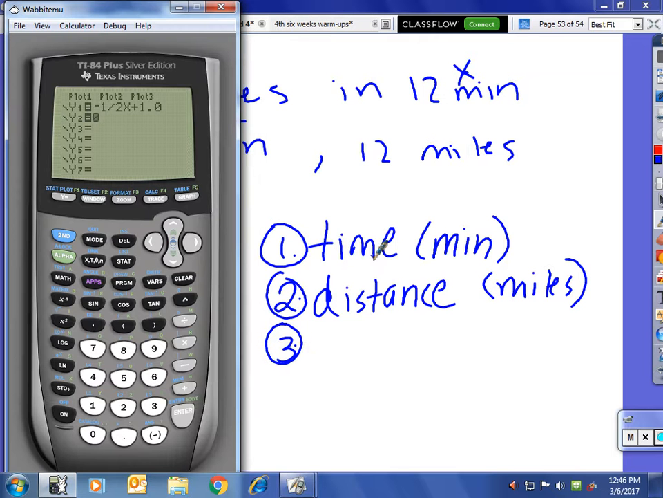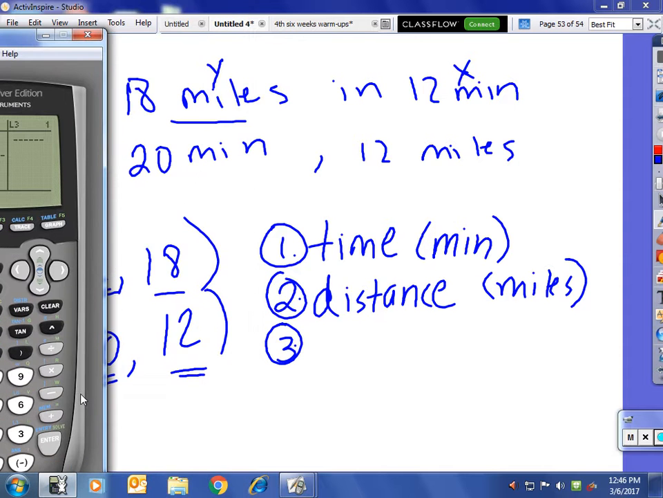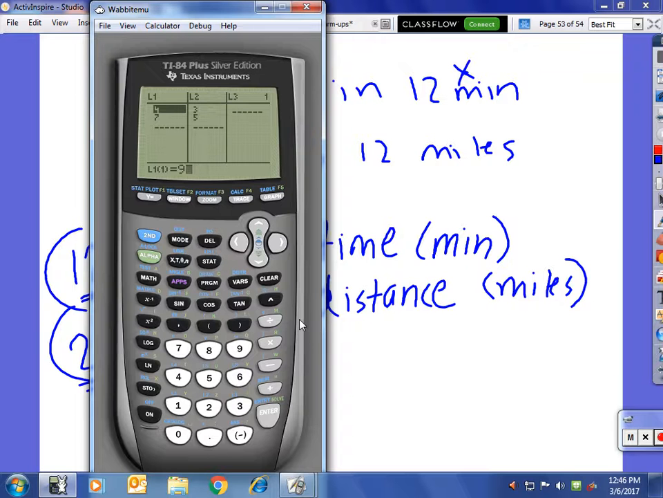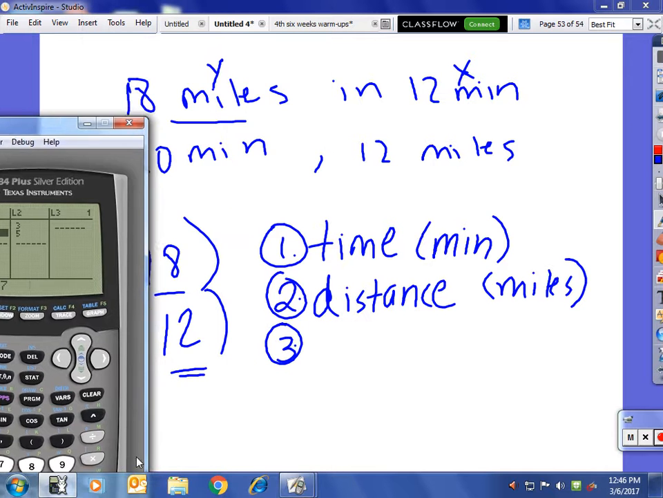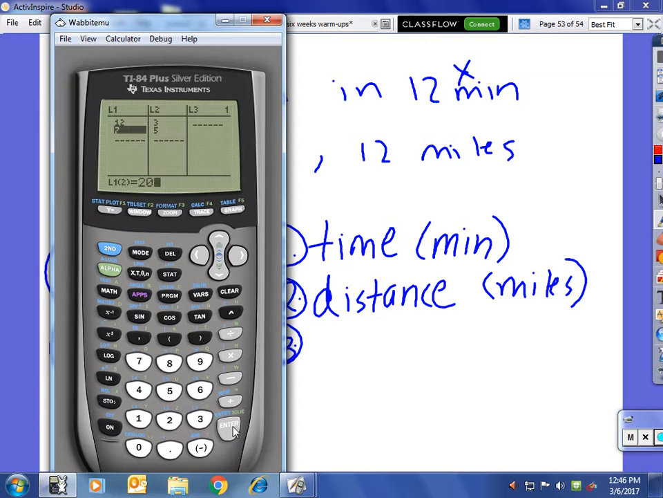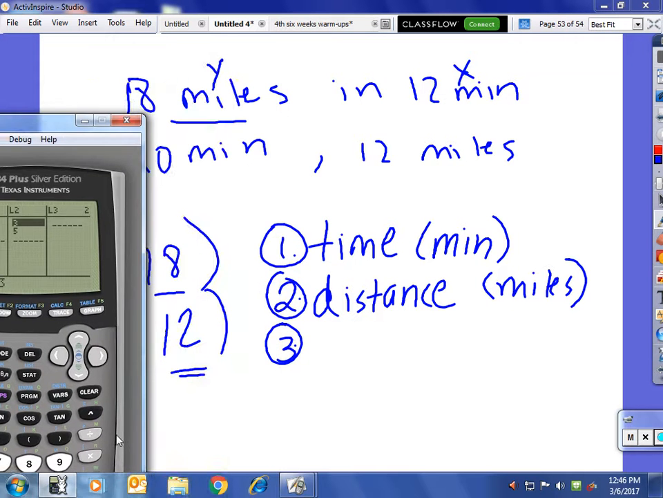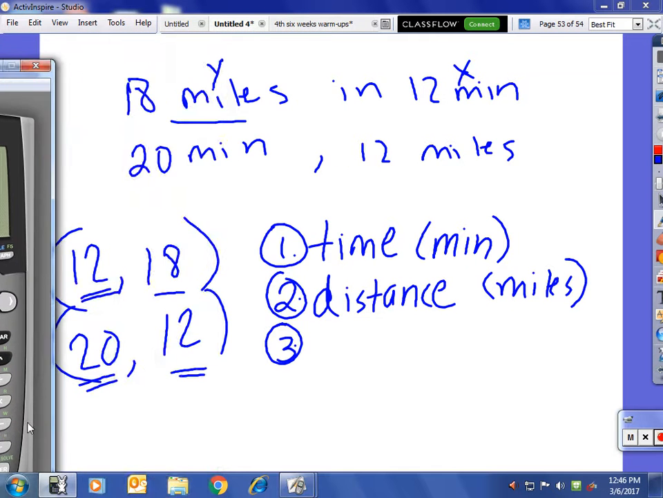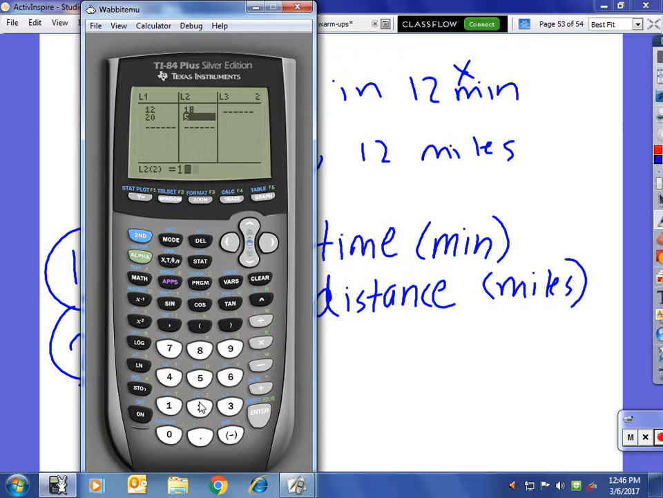Yeah. And if we know points, but not an equation, the easiest thing to do is go to stat, edit, stat, calculate. Please make sure that you got L1 and L2, because it would be a shame to mess this up just because you punched something in wrong. 12, 18 and 20, 12. And then what do I do?